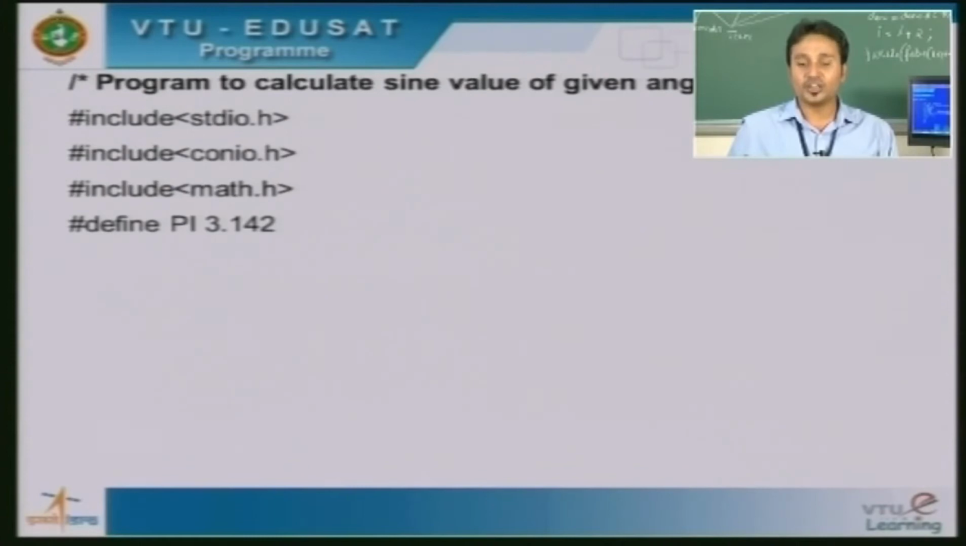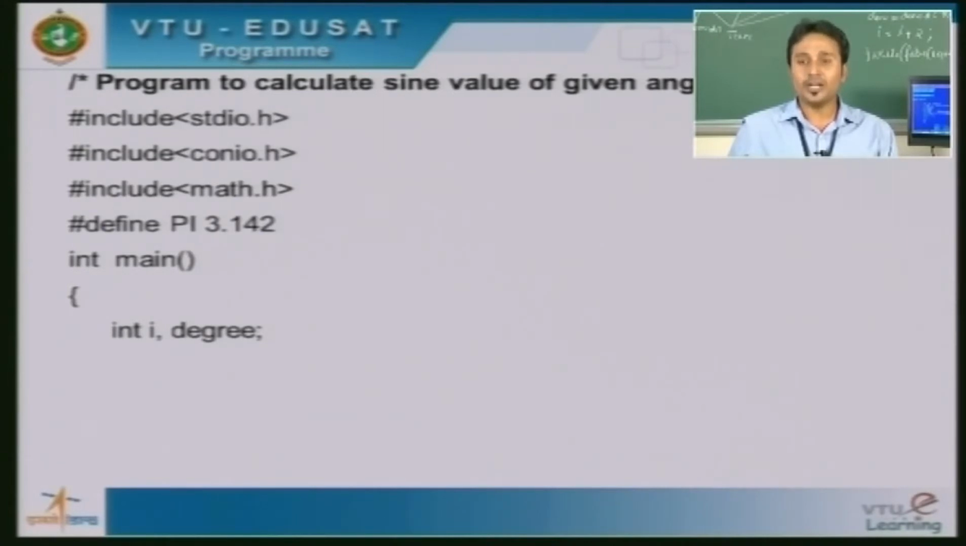Here, hash define, once again a preprocessor directive, along with PI 3.142, defines PI as a symbolic constant with the value 3.142, which remains the same throughout our programming. Next, we have the main function from where our program execution starts. Inside the main function, we have the declaration part.